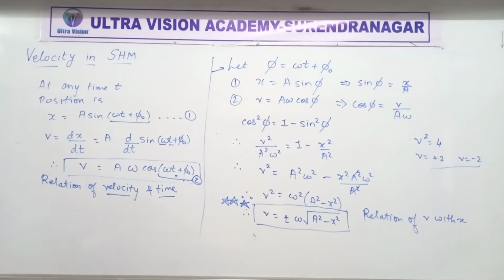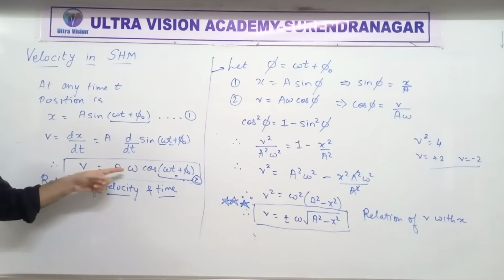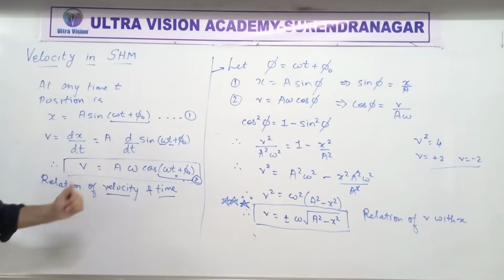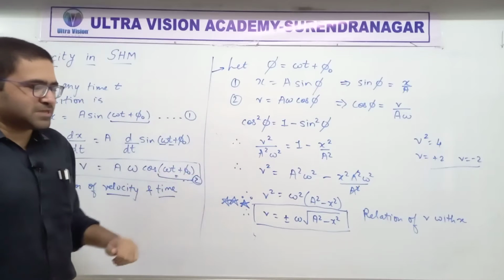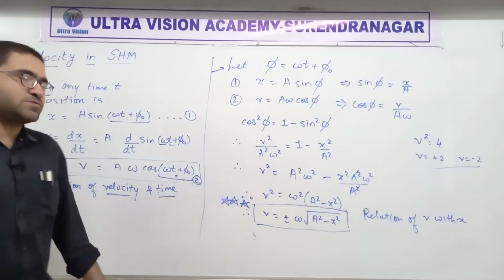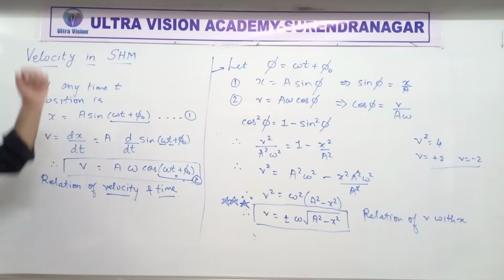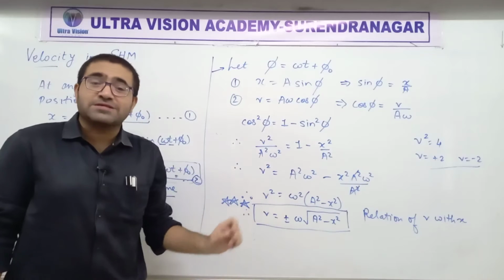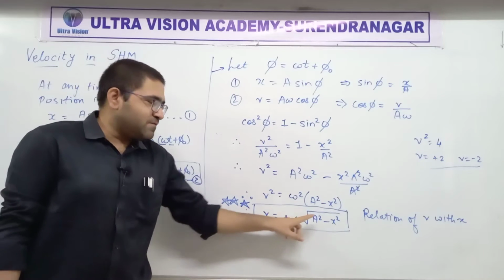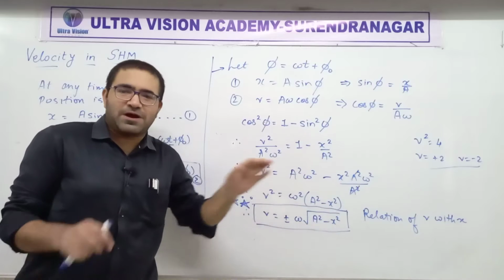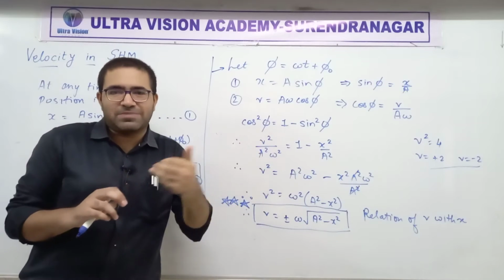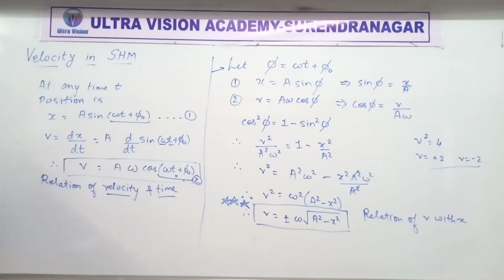In case you forget this, like I said, there's no big deal. You can just differentiate sine and get this thing here. But here we have a few steps and this is used very often. Again, what does this plus or minus indicate? It's telling you that for one particular position, the particle might be going right side or might be going left side.